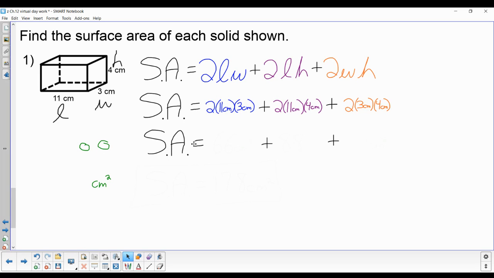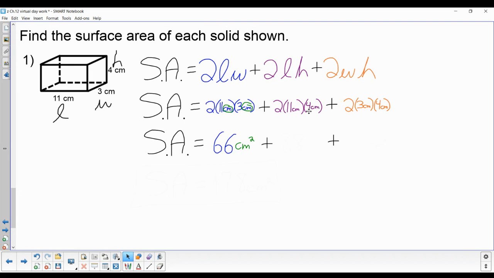The surface area is equal, and there is nothing inside the parentheses we can do. There are no exponents, but we do have multiplication. We have 3 different sets of multiplication separated by plus signs. We are allowed to do each of the multiplications at the same time. So I would do 2 times 3 is 6, times 11 gives us 66, and centimeters times centimeters gives us centimeters squared.